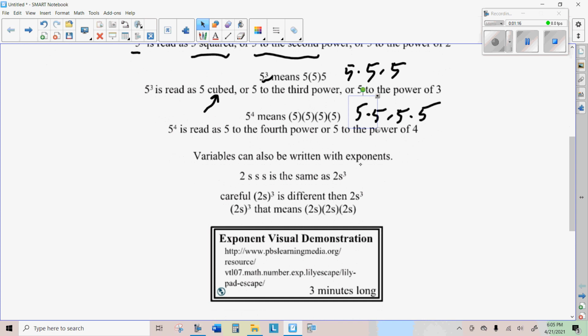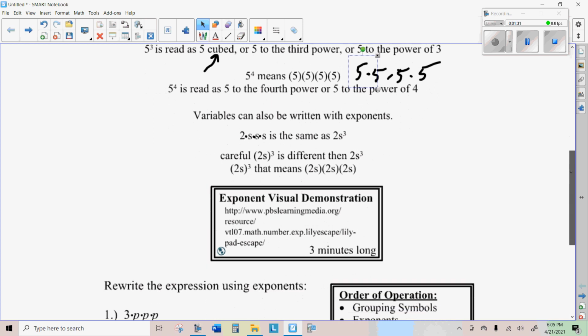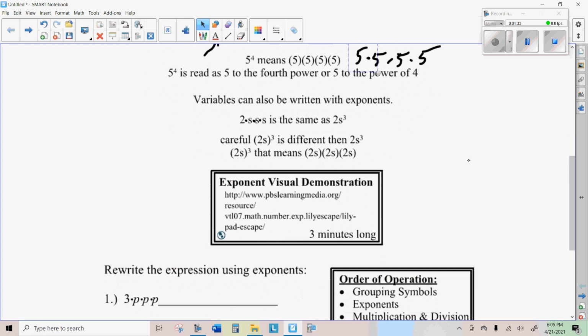Variables can also be written with exponents. So 2 times s times s times s is the same as 2s to the third. Now, one thing you want to remember when you're doing powers, even if there's variables, is the order of operation, in that if you were to evaluate this expression, you would take whatever value s has to the third first, and then multiply that by 2. Okay?